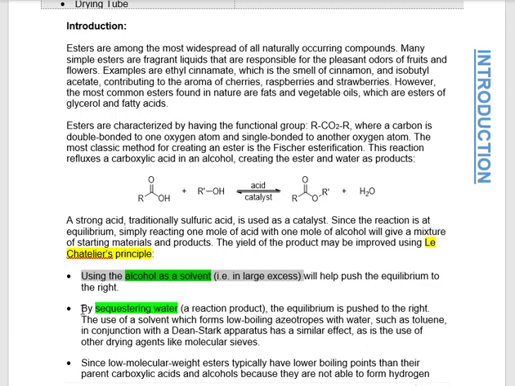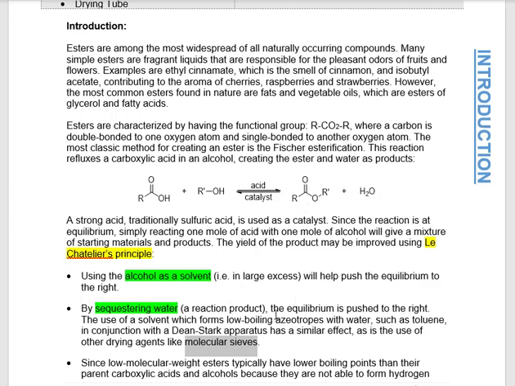Another thing you can do is sequester water. What does this mean? As you're producing water as a product, if you use something like molecular sieves that absorb water, in essence that's decreasing the concentration of water, or removing product. As you're removing product from the reaction, it says, oh no, we need to make more product. So based off Le Chatelier, you're going to push it to make water, as a consequence, but also more ester.